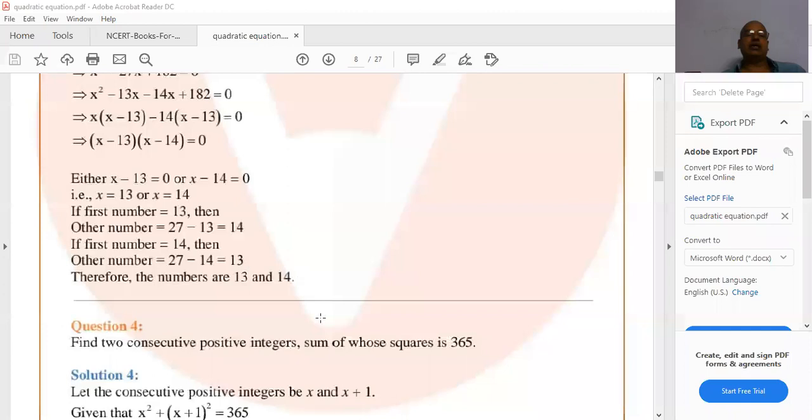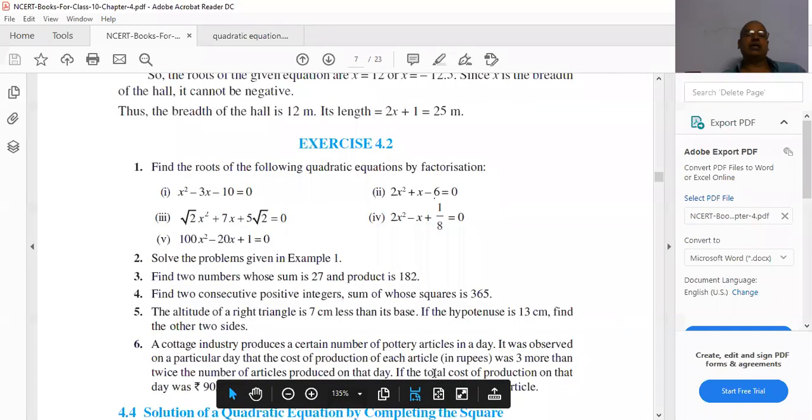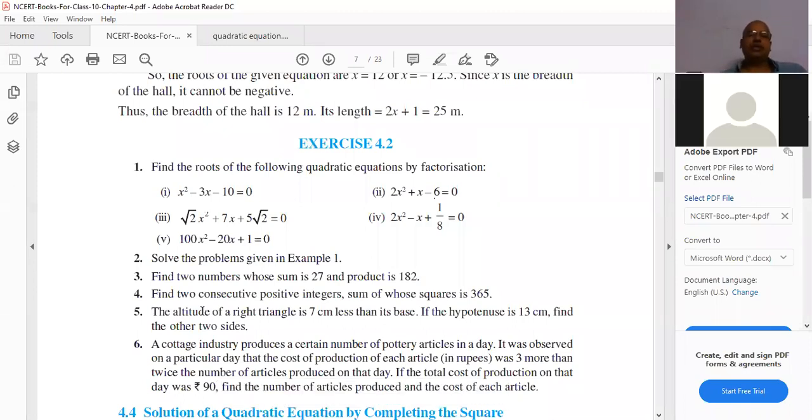And now you go to textbook. Here answers are there. From there onwards I can explain. See, now fourth sum. Find two consecutive positive integers whose sum of squares is 365.